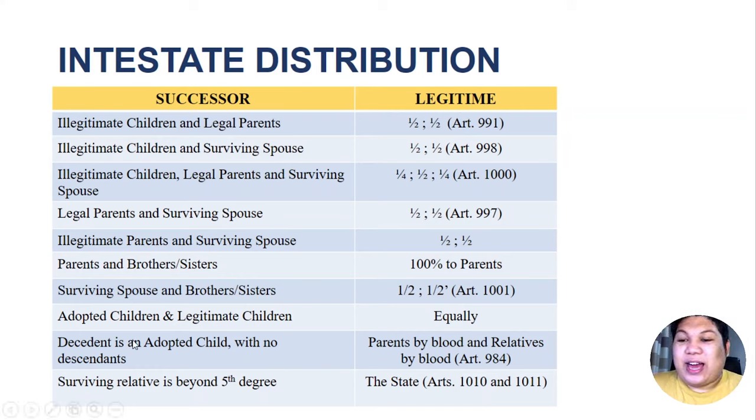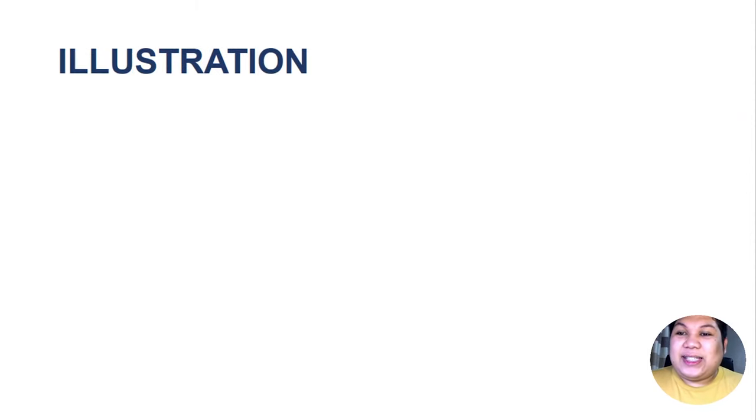And when the surviving relative is beyond the fifth degree of consanguinity, the estate will inherit. So we will discuss the fifth degree of consanguinity later on in this video. So let's have an illustration.